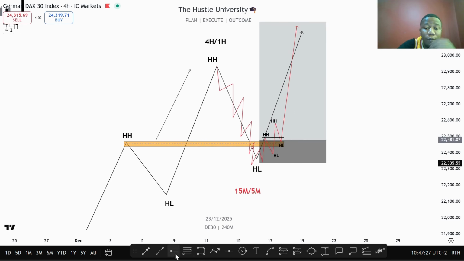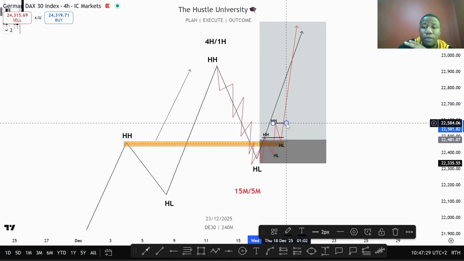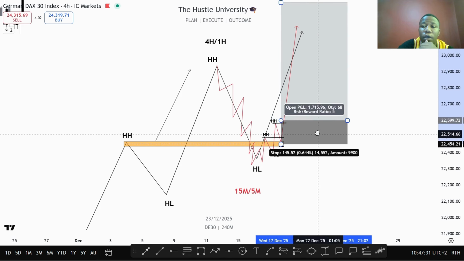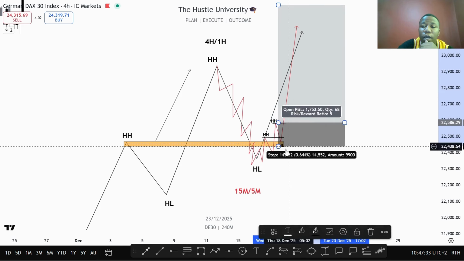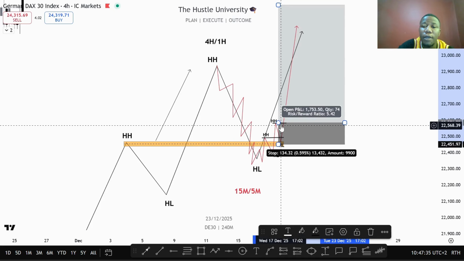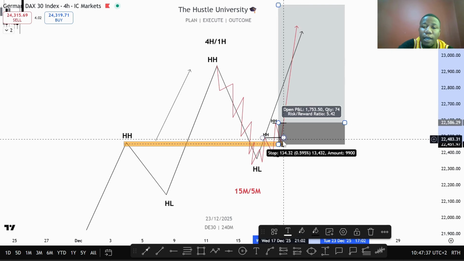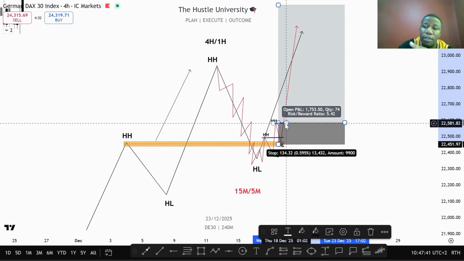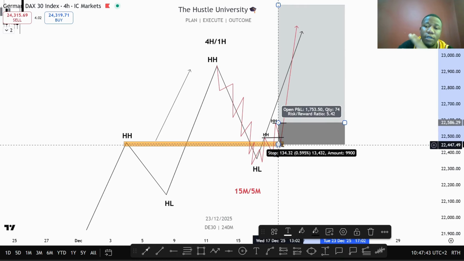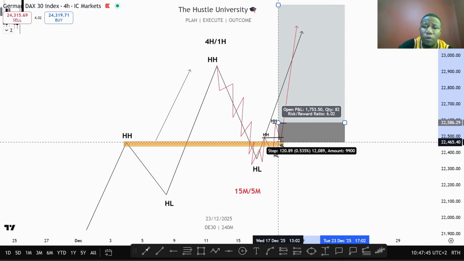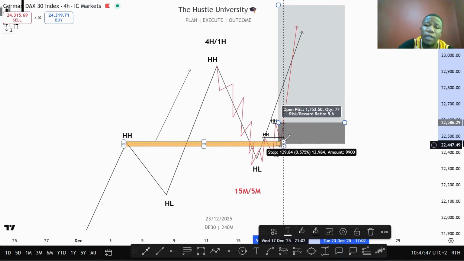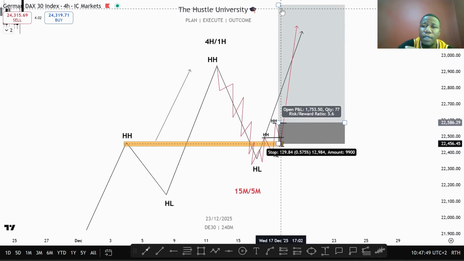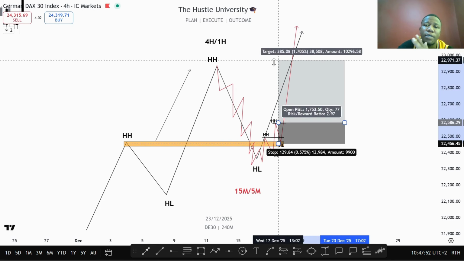Also, this one over here works very fine. Price, you can see, is making higher highs and higher lows. And then what you want to see is you're going to have your buy stop. Once price makes the higher high and is busy making a higher low, you're going to have your buy stop at this moment over here. And then your stop loss would be below the higher lows created. And just like that, your risk to reward becomes even higher.